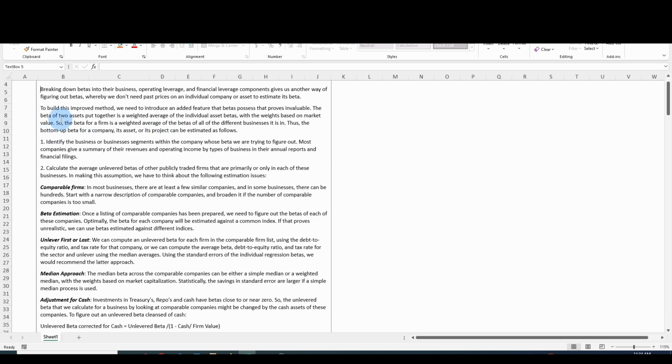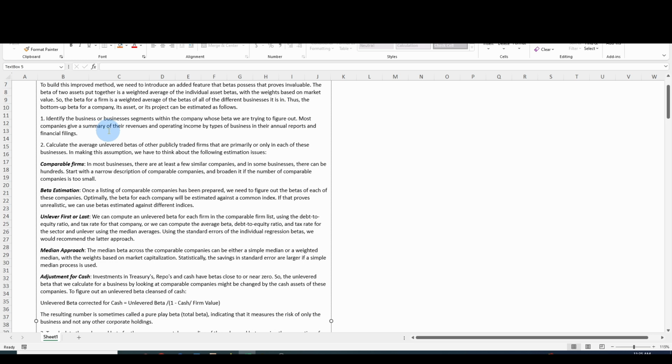The beta of two assets put together is a weighted average of the individual asset betas, with the weights based on market value. So the beta for a firm is a weighted average of the betas of all the different businesses it is in. Thus, the bottom-up beta for a company, its assets, or its projects can be estimated as follows. Identify the business or business segments within the companies whose betas we are trying to figure out.